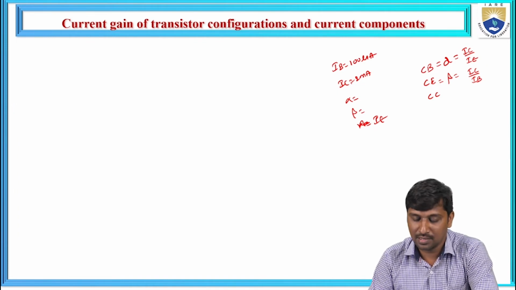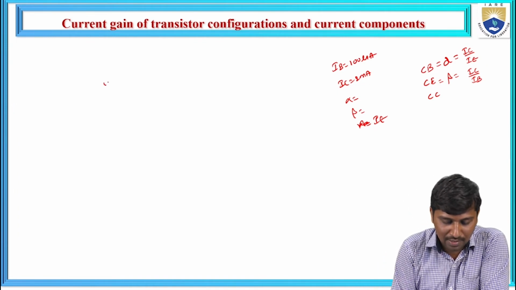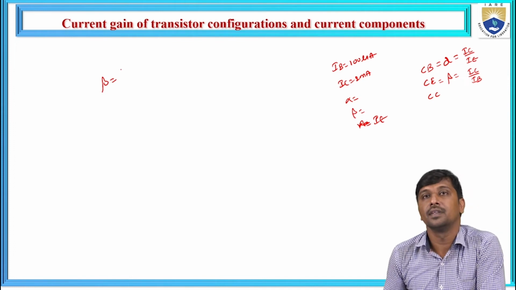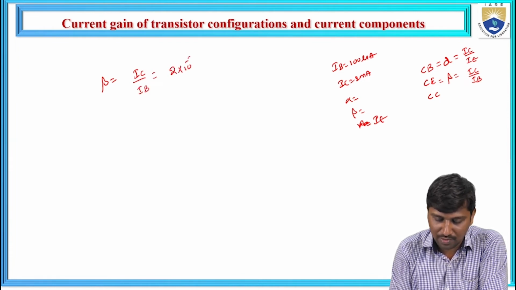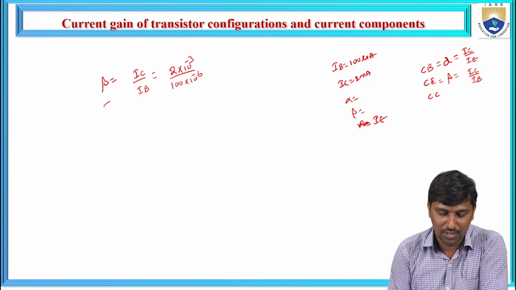Based on the given specifications, first I am going to calculate the beta of the transistor. What is the beta? It is the ratio of collector current to the base current. So IC value is 2 milliamperes, 2 into 10 to the power of minus 3, divided by IB value, 100 microamperes. You can solve this ratio to get the beta value.